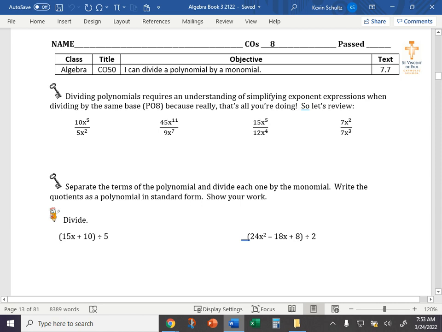We are going over CO50, which is the last of our operations dealing with polynomial expressions. First, we added and subtracted, then we multiplied, and now we are going to be dividing. And thankfully for you, this also goes back to a previously learned concept.